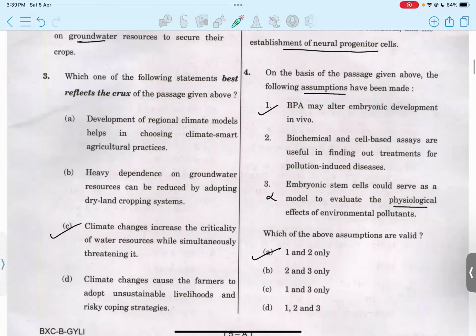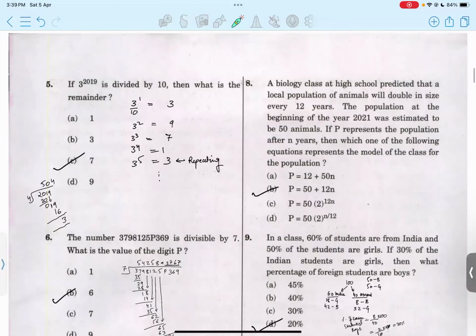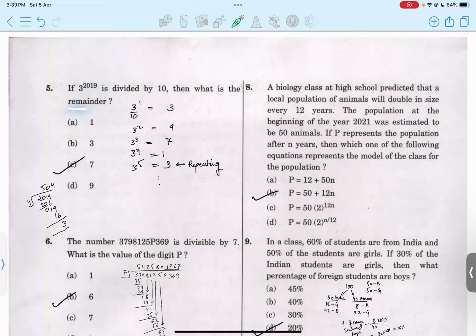So in this case, I believe 1 and 2 are correct. Option C, 1 and 3. Yep. All right. Then moving on. So question number 5, here we have to identify the remainder.